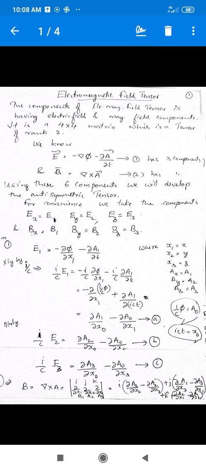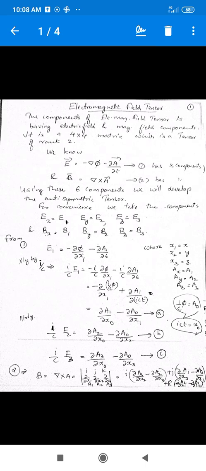So what we have written as minus dou by dou x1 of i by c phi, we write as minus dou by dou x1 of A0. Write the second term first: dou A1 by dou of ict. ict is the temporal part and we call it x0. x1, x2, x3 are x, y, z and x0 is ict. So we have got the first equation, A.